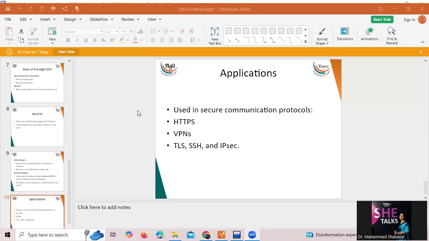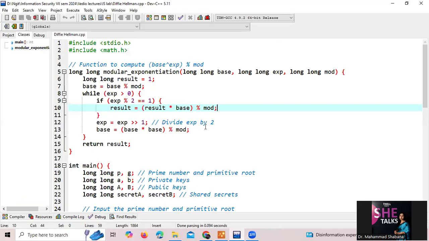So, with this, we have concluded our session. But let's go to the coding part of this Diffie-Hellman key exchange algorithm. This is the step-by-step explanation of the C program implementing the Diffie-Hellman key exchange algorithm. We are using the header files, which include standard input-output functions like printf and scanf, and math.h, which provides mathematical functions.